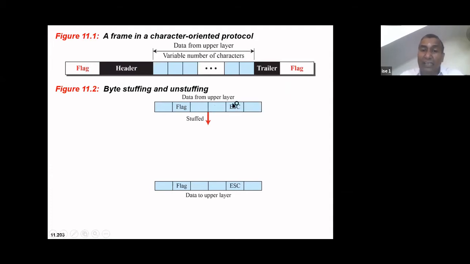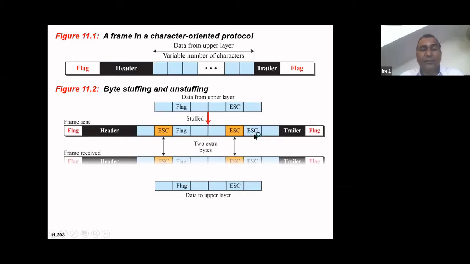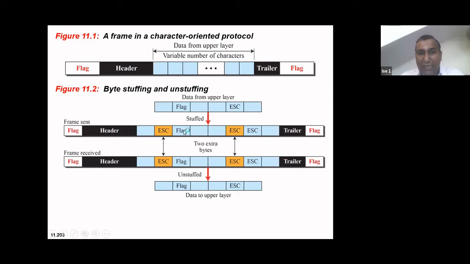Now, again, there is a scenario: what happens if some escape characters, the escape bit pattern, are also there? What is to be done in that scenario? So here what they have done is, to indicate that this flag type of bits, 0 followed by 5 ones followed by 2 zeros, is a part of data, they'll put an extra escape character.